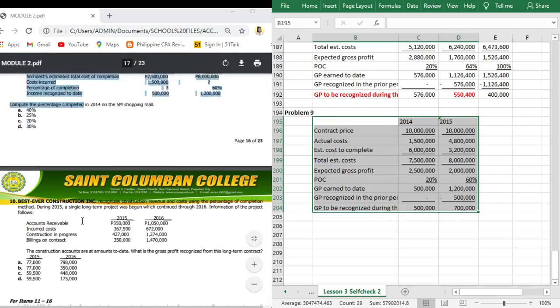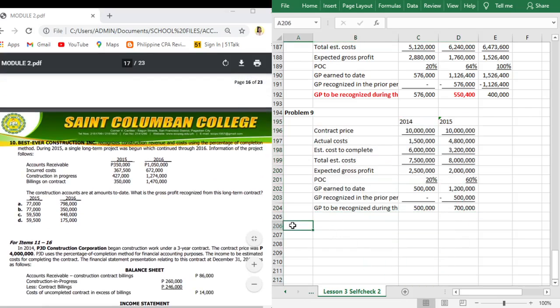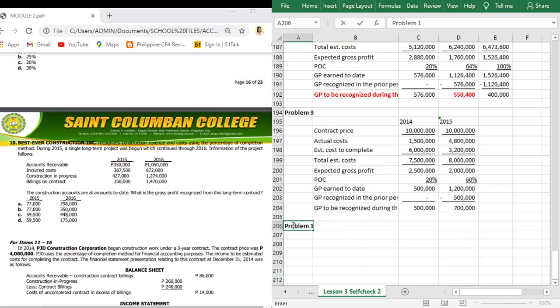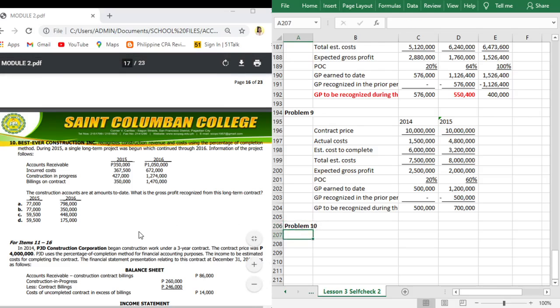Okay, so that is for problem 9. Let's proceed to problem 10. Best Ever Construction. The construction accounts are amounts to date. What is the gross profit recognized from this long-term contract?